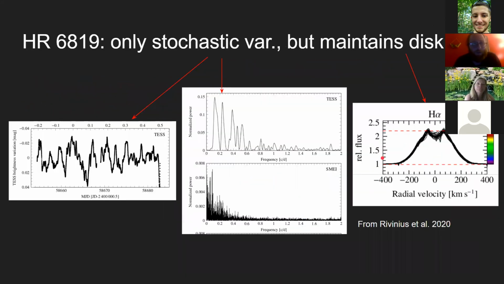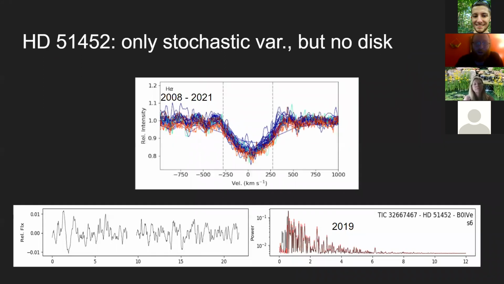So just one example of a star that shows only stochastic variation is this star HR 6819, which is quite interesting to read about. If you have the time, I would recommend it. But there are no frequency groups, it's just stochastic changes in brightness, yet it does maintain a strong disk over many years at least. So groups are not essential for ejecting mass or growing disks in Be stars.